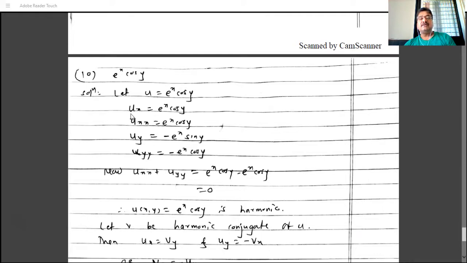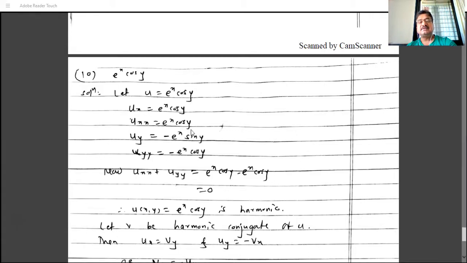And then what is ux? It is the derivative with respect to x. Cos y is constant, and the derivative of e raised to x is itself, e raised to x. And then uxx means the derivative of ux again with respect to x. Cos y is constant, and the derivative of e raised to x is e raised to x. Then uy: e raised to x is now constant, and the derivative of cos y is minus sin y. And then uyy means the derivative of uy with respect to y: minus e raised to x as a constant quantity, and the derivative of sin y is cos y.